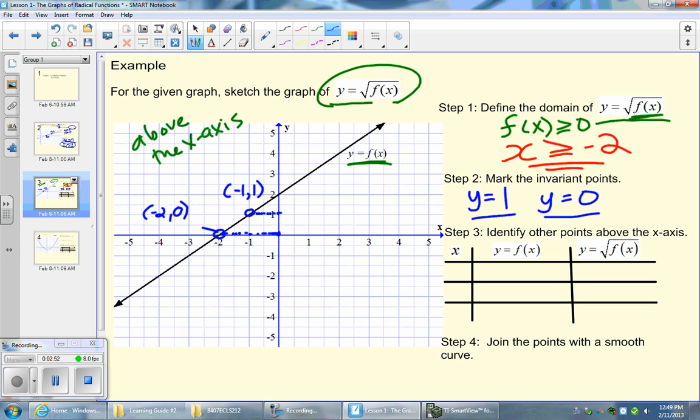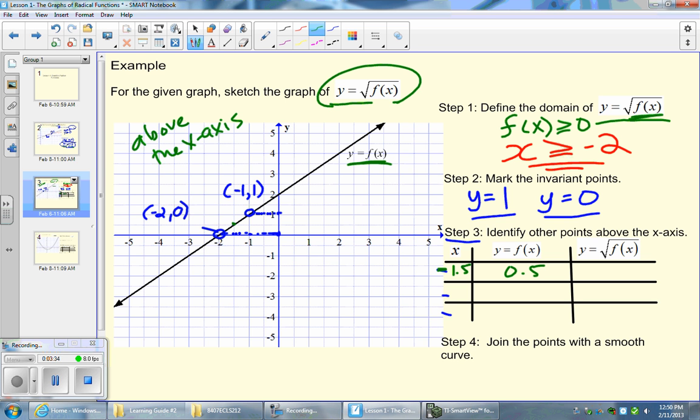Okay, so we know the domain. We have 2 points on the graph already. So step 3 actually asks you to identify other points above the x-axis to help you draw out the general shape. So I have a handy dandy table here, and what the table wants you to find are 3 different points on your original function. So if we're taking a look at the original function here, find 3 points. So I'm going to use -1.5 and 0.5. So this point right here, that could be 1 point. So if I want to label it in my table here, I have -1.5, and the corresponding y value is going to be 0.5.